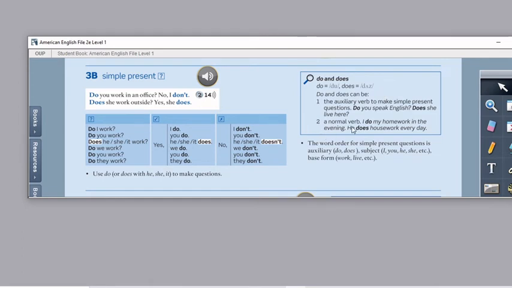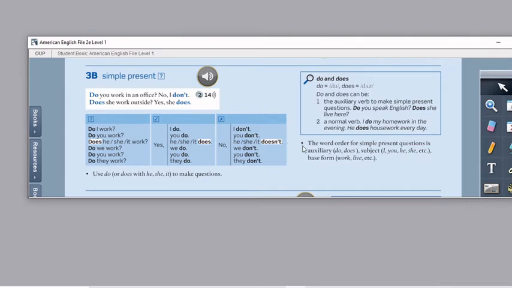Number two, a normal verb. I do my homework in the evening. Do is a verb. It's an action. Hacer. He does housework every day. Here does is an action. Él hace tarea. ¿Qué hacer? I do my homework. Hago mi tarea.